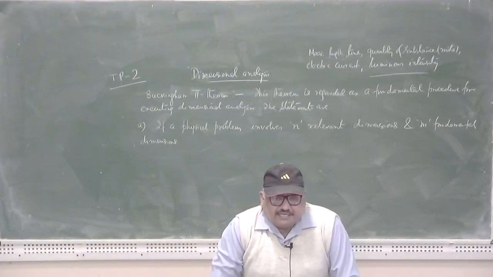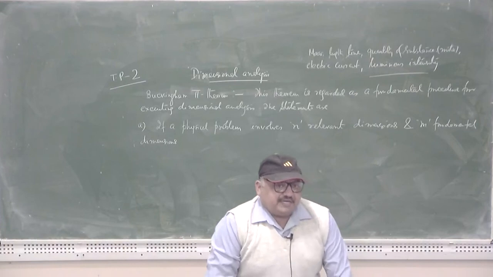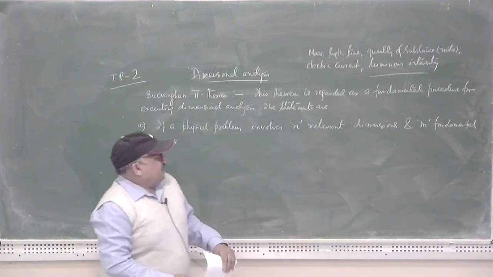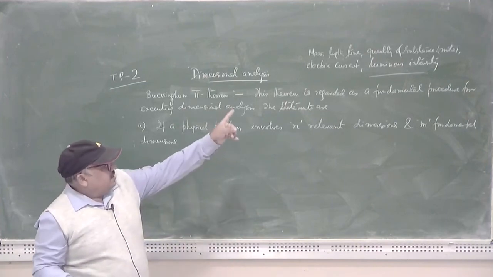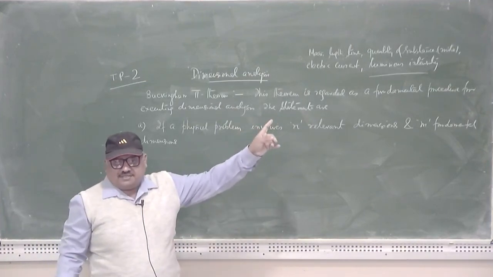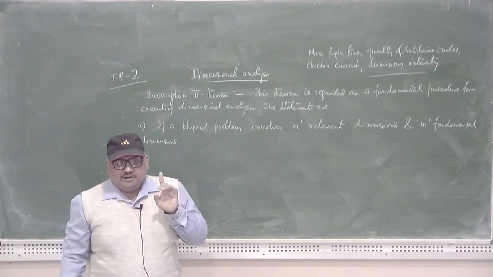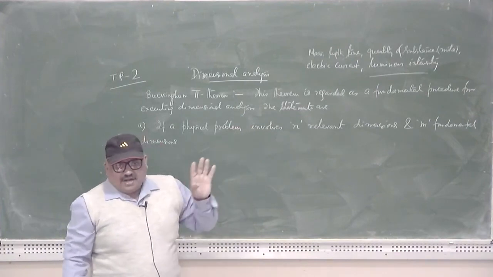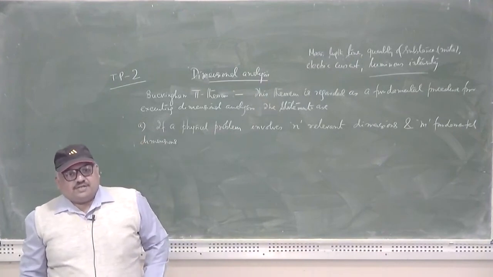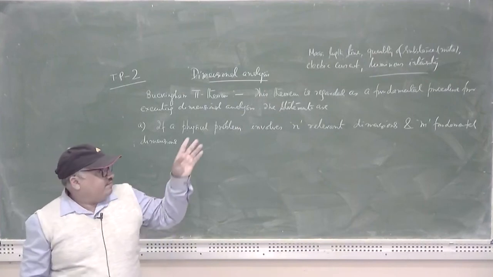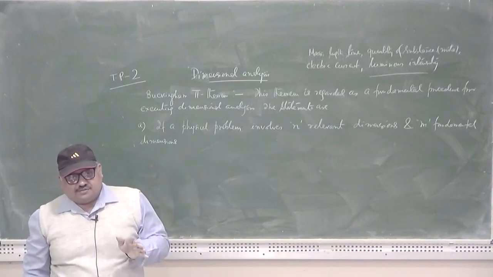You can easily see here the physical concept of the fundamental dimension is, if you combine these quantities or these dimensions, in no way will you arrive at a dimensionless number. You cannot derive a dimensionless number or dimensionless group from these dimensions. That is why these are called the fundamental dimensions.